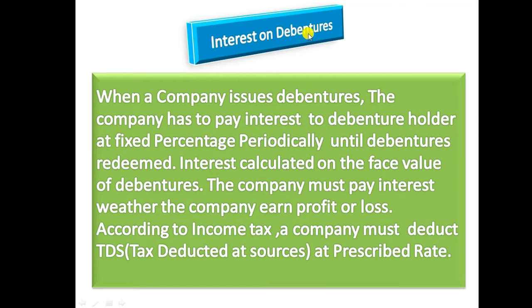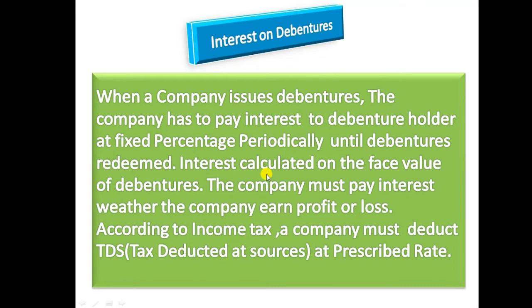So a debenture is a long-term loan collected by the company from the common public as well as institutions, and the company should pay interest periodically to the debenture holder till redeemed. So till the maturity period the company should pay the interest. Interest the company should always calculate on the face value.